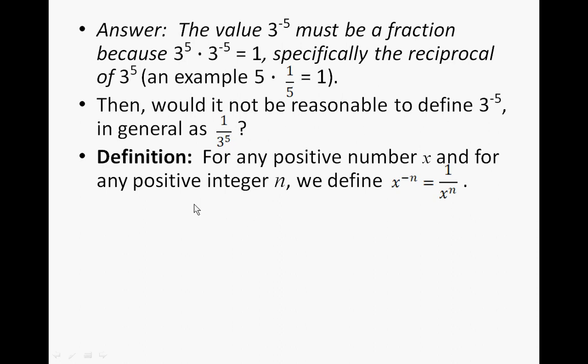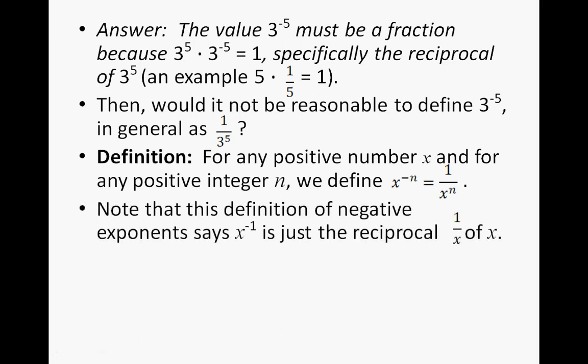Now you might be saying, why do we say positive integer here? Well, just like I mentioned before, this does not mean negative n. This means the opposite of n. So this is still a positive integer. We're just taking the opposite of it. Note that this definition of a negative exponent says that x to the negative first power is just the reciprocal, 1 over x, of x. Okay? So we're going to have a problem with just calling this a negative exponent. That's why it says for any positive integer n.